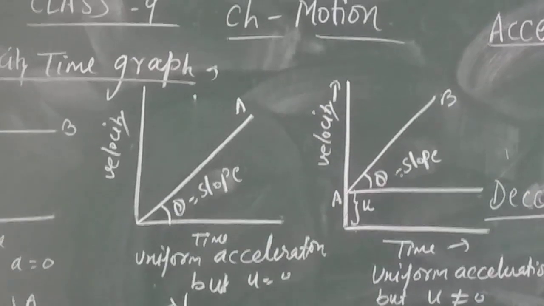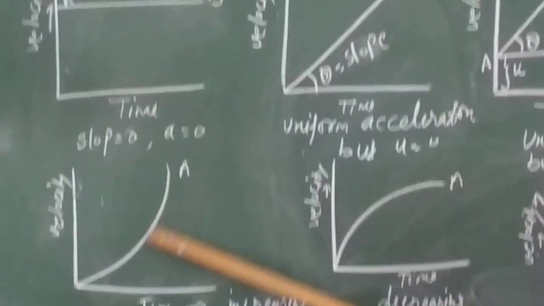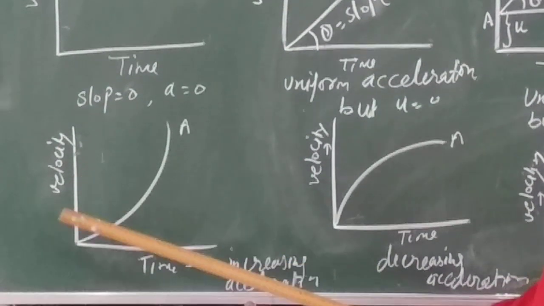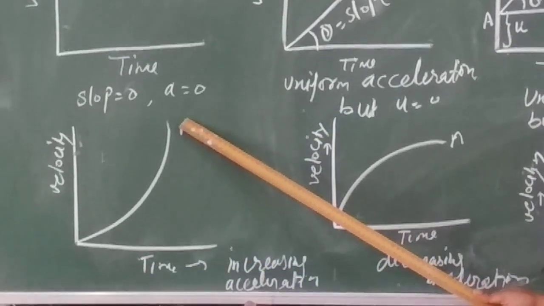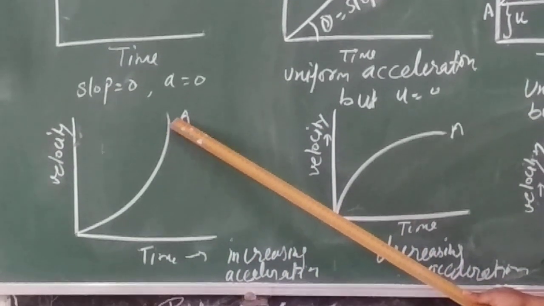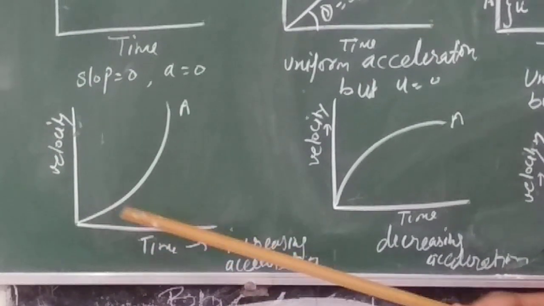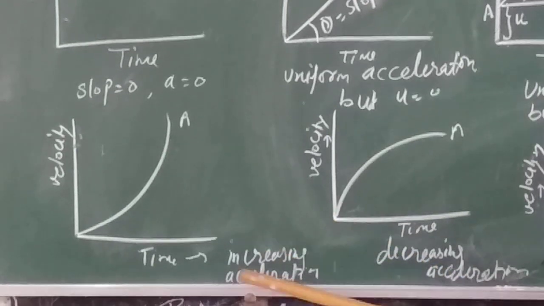Now another graph is also a velocity-time graph, but this is not a straight line, not parallel to time, not parallel to velocity. From this graph we can say this is a curved line, where velocity increases with respect to time. Velocity is not directly proportional to time. It increases with respect to time, which shows increasing acceleration.